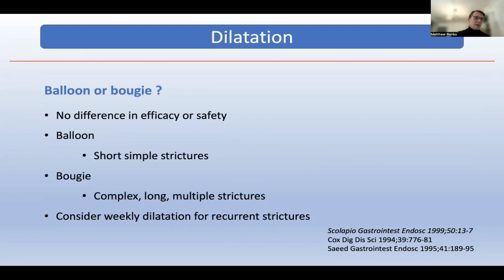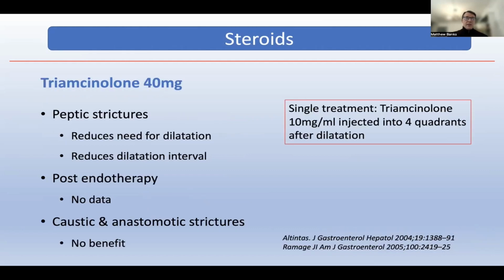There's no difference between balloon and bougie, certainly from the data. However, I prefer to use a balloon for fairly short strictures, if there's no fluoroscopy available as well. And then I usually reserve bougie for more complex strictures. The protocol for triamcinolone injection for recalcitrant strictures is to use 40 milligrams again, the dilution of 10 milligrams per mil, and just inject 1 mil into each quadrant. Again, try not to inject into the muscle, so that'll cause trauma and may exacerbate the stricture.